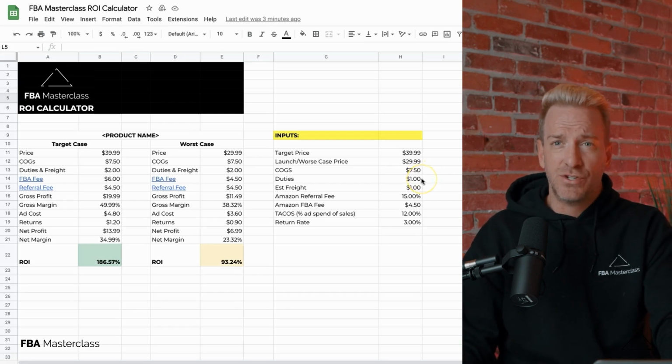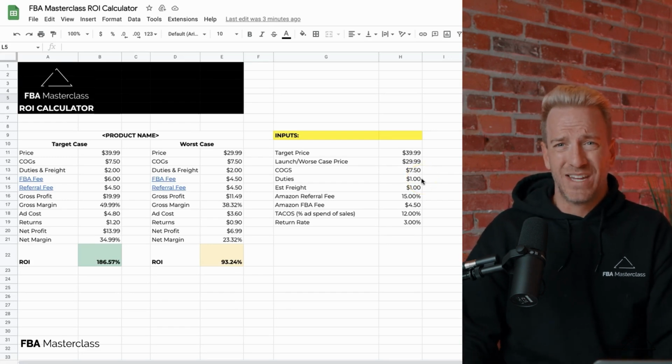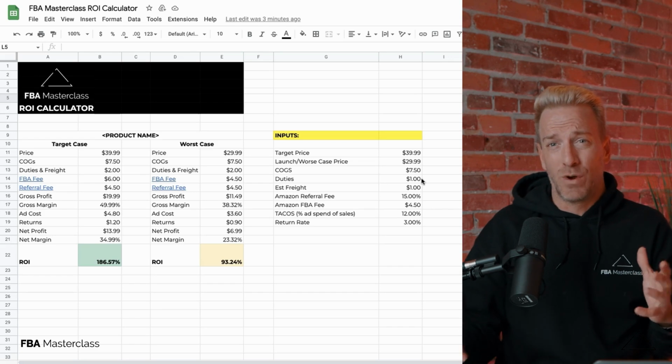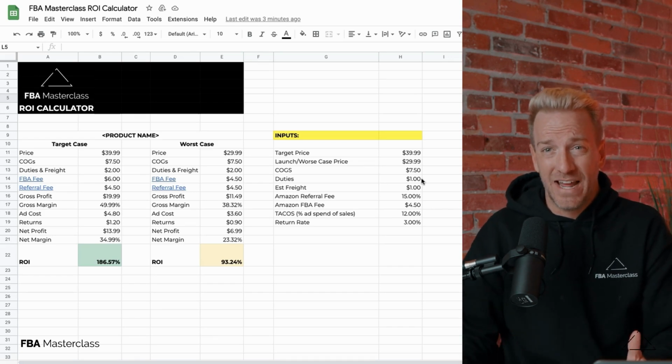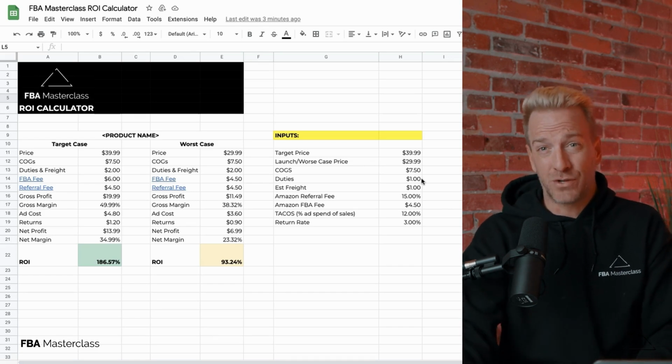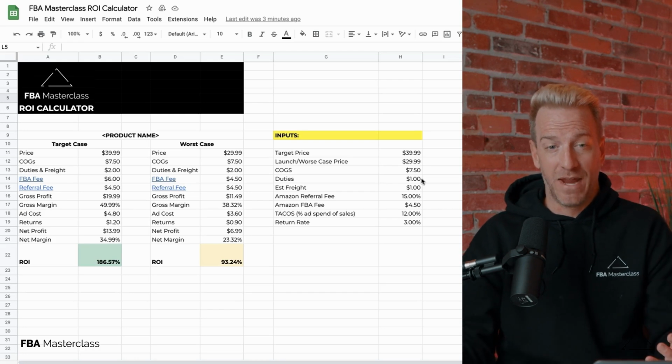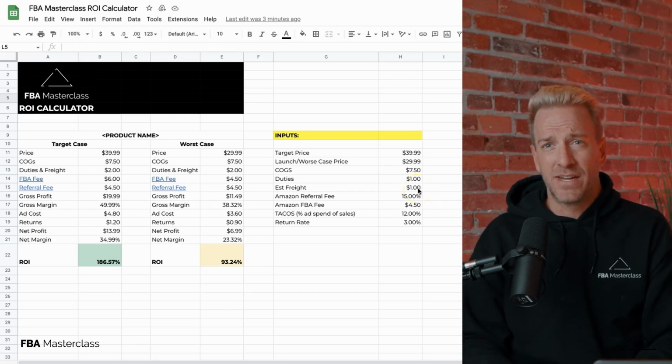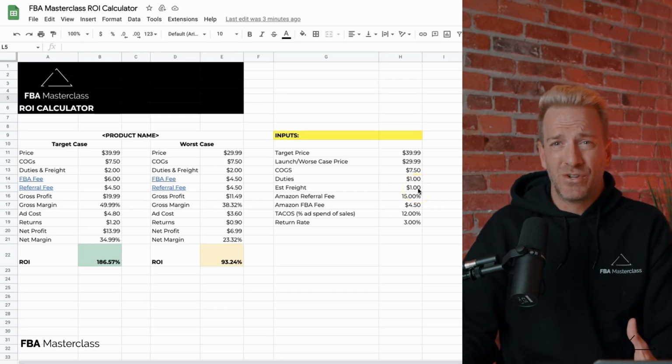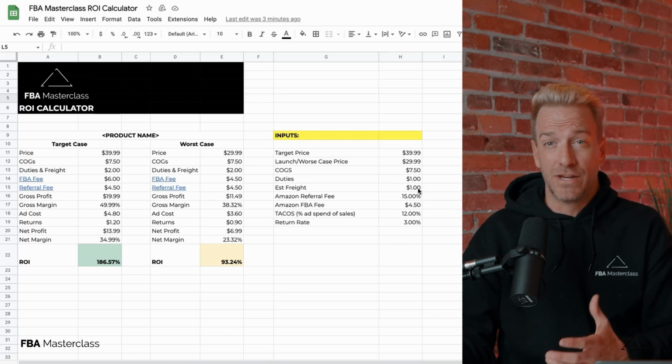The next is duties. Don't overthink this a whole lot. Usually it's going to be about 10 to 20% of your product cost if you just need an estimate. You could also ask your factory what the actual duty percentage is. They may have it. Estimated freight, this is again going to be typically about $1 a unit depending on how big the product is that you're shipping.